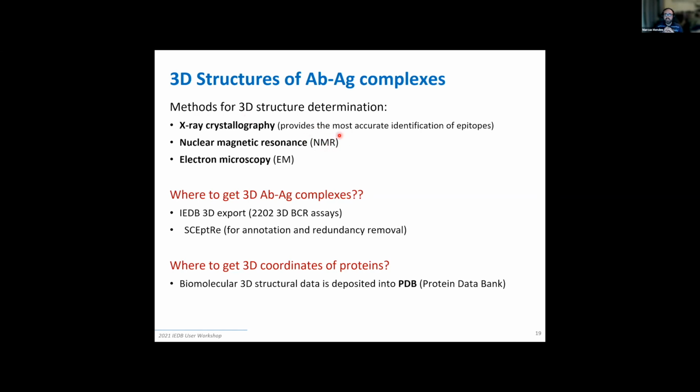NMR generates a different kind of data. So for us, it's quite difficult to use this kind of data.